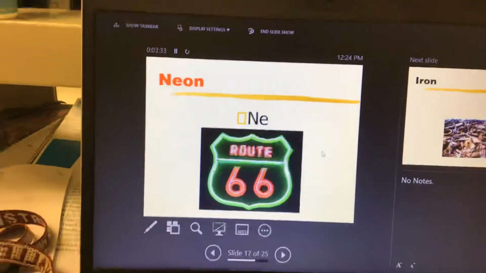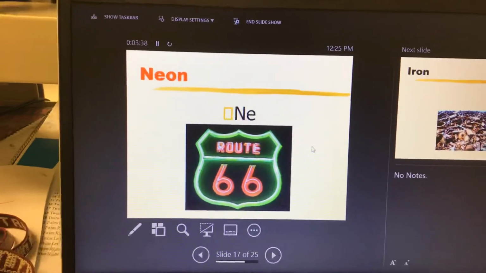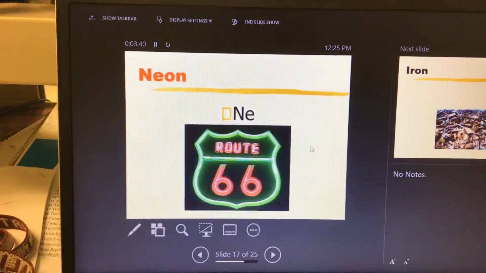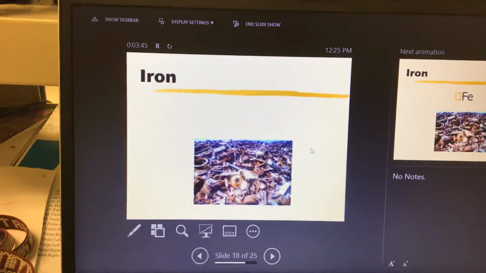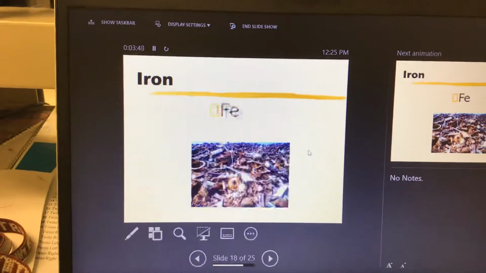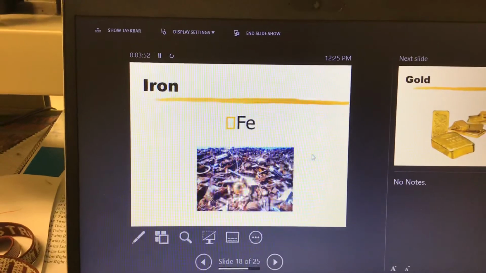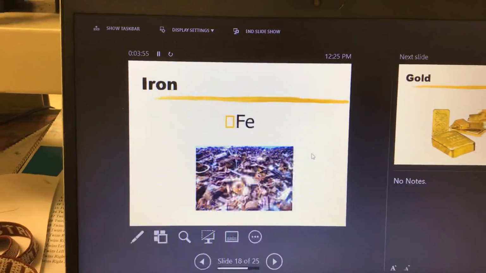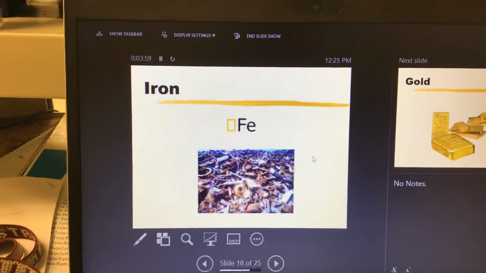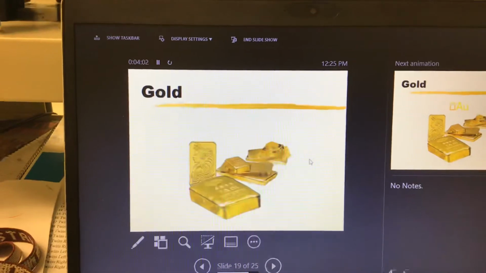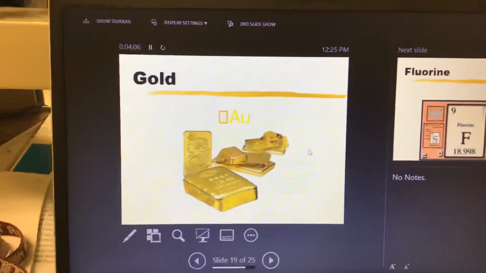Neon, Ne. Neon is a gas that they'll put in light bulbs like that; when it becomes excited with electricity it will glow. Iron is one of the difficult ones, Fe. A lot of times these weird symbols are Latin words. I don't know what the Latin word for iron is, but it had something to do with Fe. Gold is Au, for jewelry.